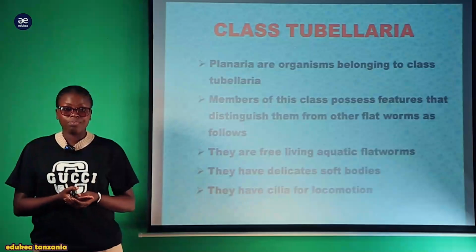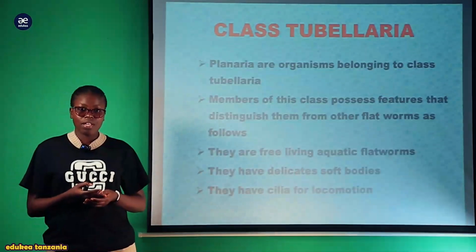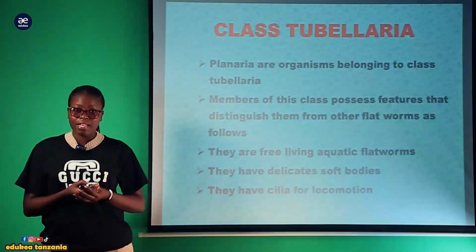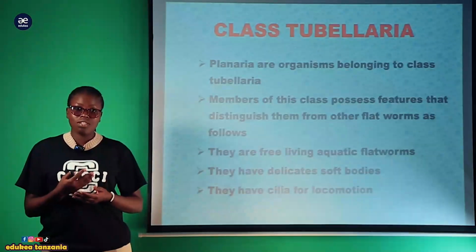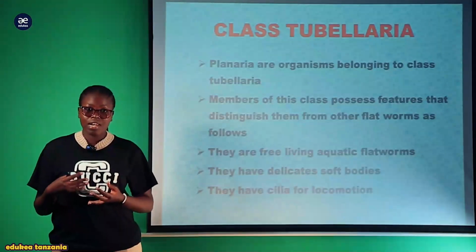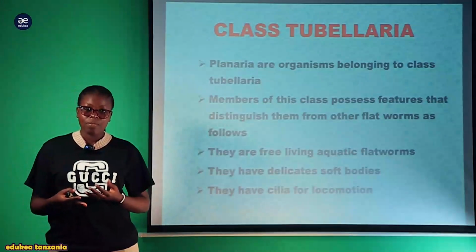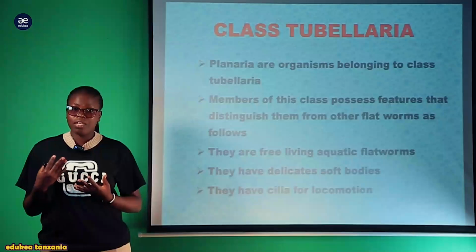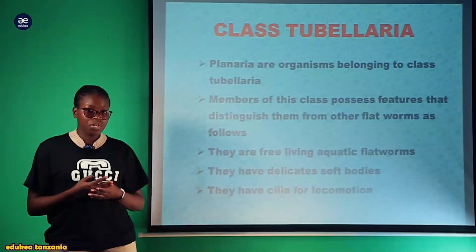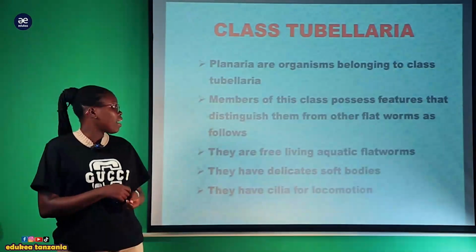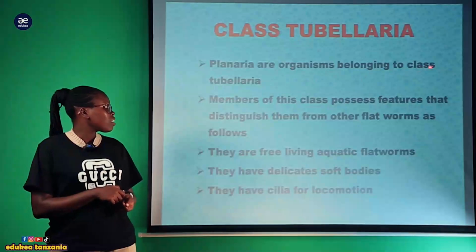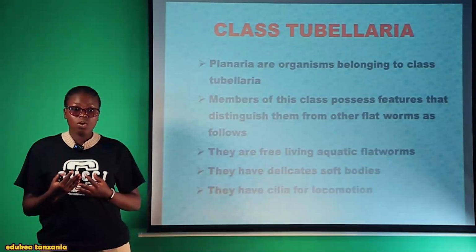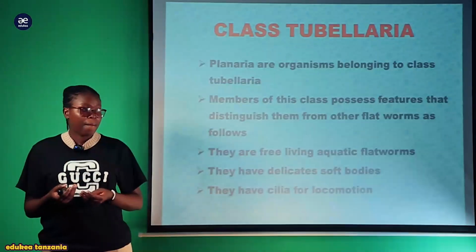Starting with the first one, class Turbellaria, the representative member is Planaria. We are going to see in detail what the members of the class Turbellaria are, how they are adapted, what their distinctive features are, and what their economic importance is. Planaria are the organisms which belong to the class Turbellaria.